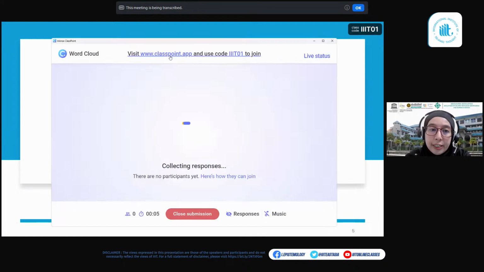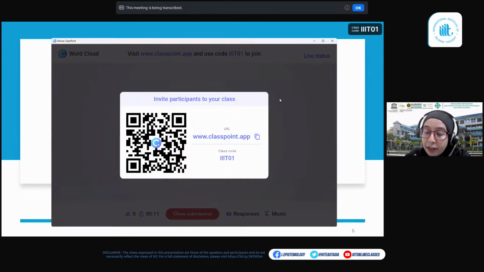But before that, maybe I can share with you this Class Point tool. And I would like to invite you, if you have your smartphone with you, or any relevant gadget, you can scan the QR code on the screen and answer the question: what comes to your mind when you see or hear the word abnormal? So let's give some time for everyone to scan the code.